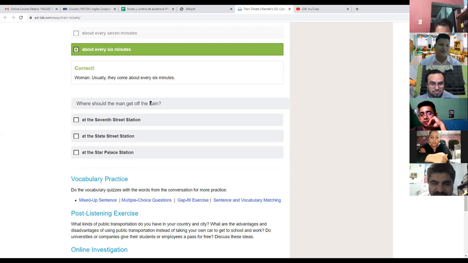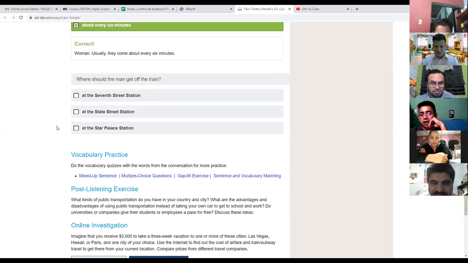The last one, right? Where should the man get off the train? At the station. Street station. Yes. Who said number 2? Say like this: at State Street Station. Okay. Here we go. Respuesta definitiva.